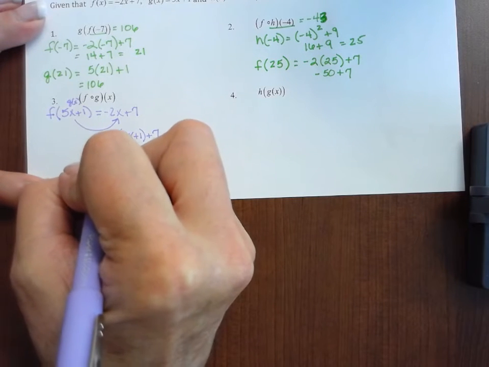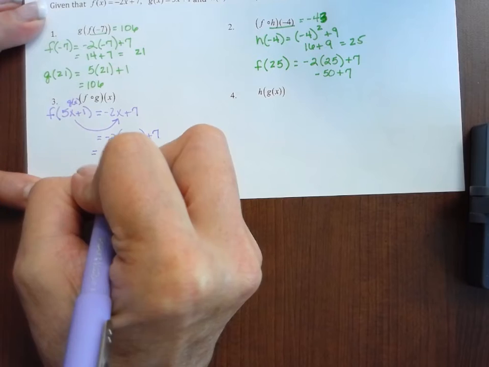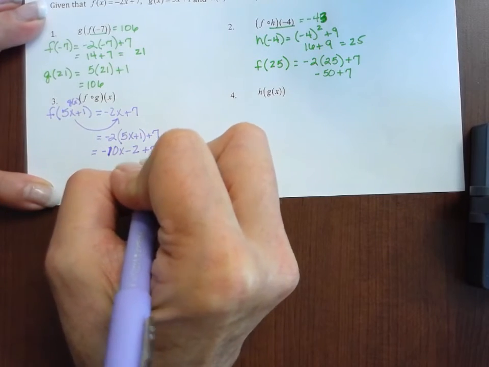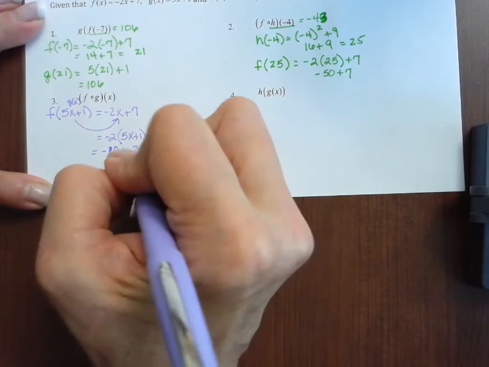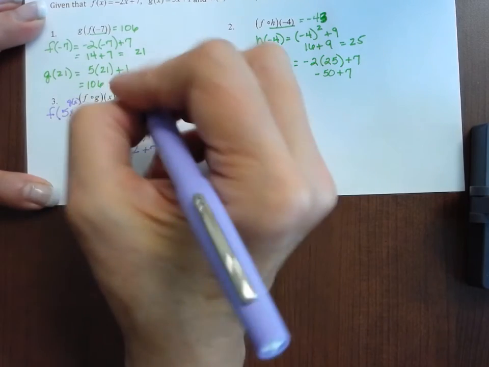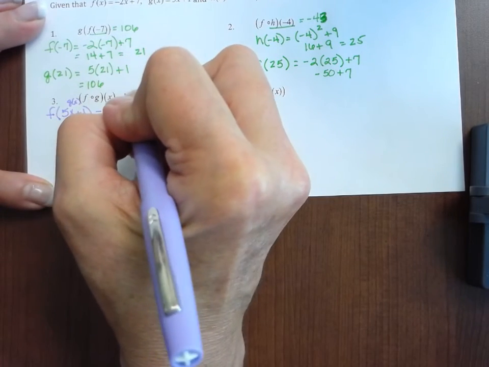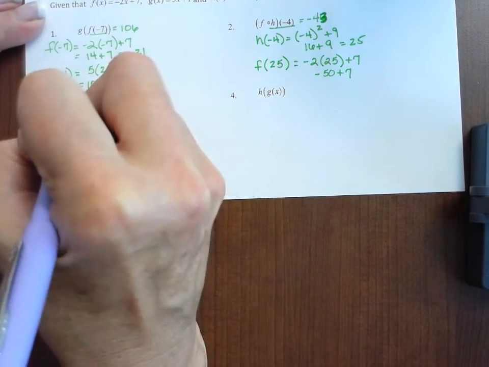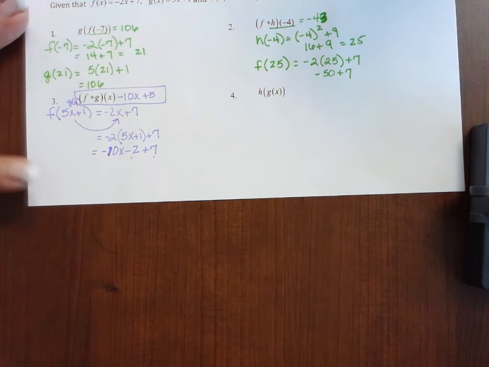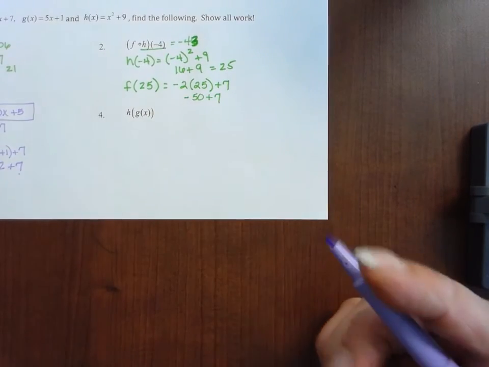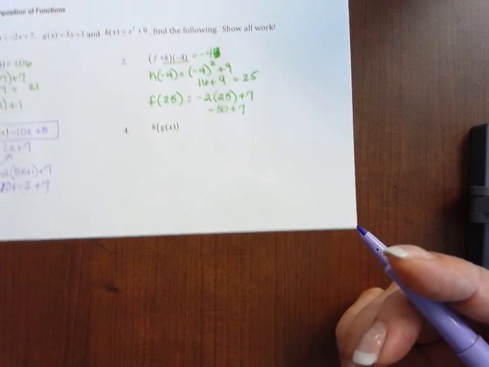So I get negative 10x minus 2 plus 7. And so negative 2 and 7 is going to give me negative 10x plus 5. Is that what you got? I see a lot of heads shaking. Awesome. All right, h of g of x.